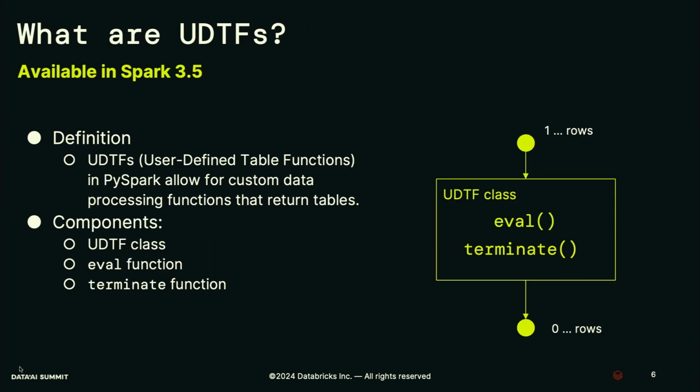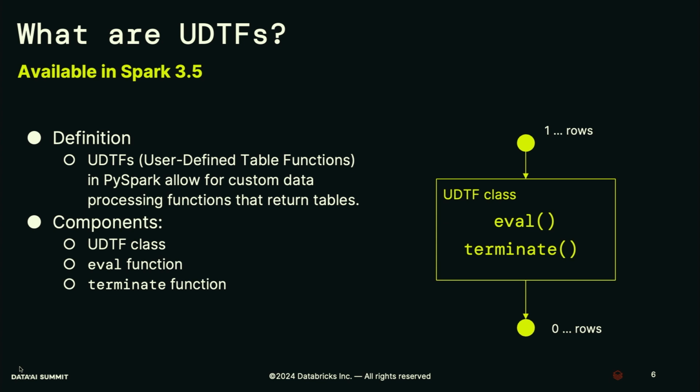Now that we understand what a table function is, let's explore user-defined table functions, or UDTFs, in PySpark. UDTFs allow us to define custom data processing functions that return tables. This means we can write functions that generate multiple rows of output from one or more input rows. To pass multiple rows to a UDTF, we need to use a lateral join or table argument in SQL. The standard UDTF is available from Spark 3.5.